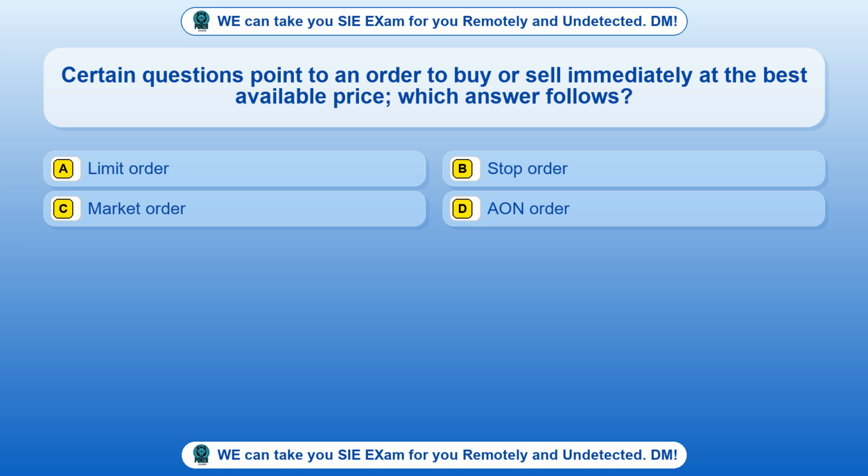Question 59. Certain questions point to an order to buy or sell immediately at the best available price. Which answer follows? Option A, limit order. Option B, stop order. Option C, market order.